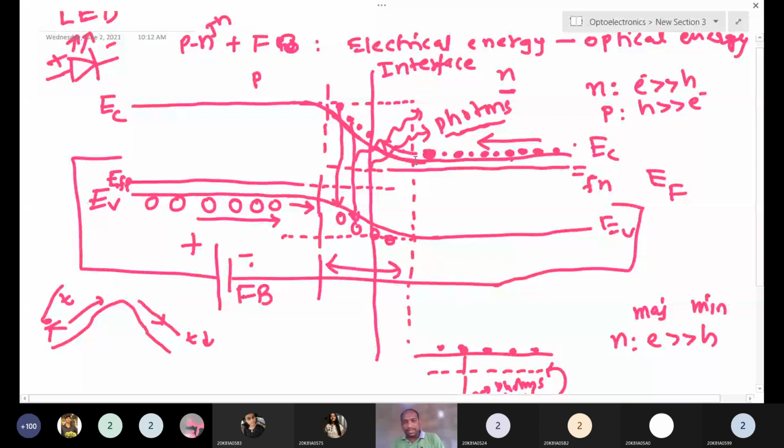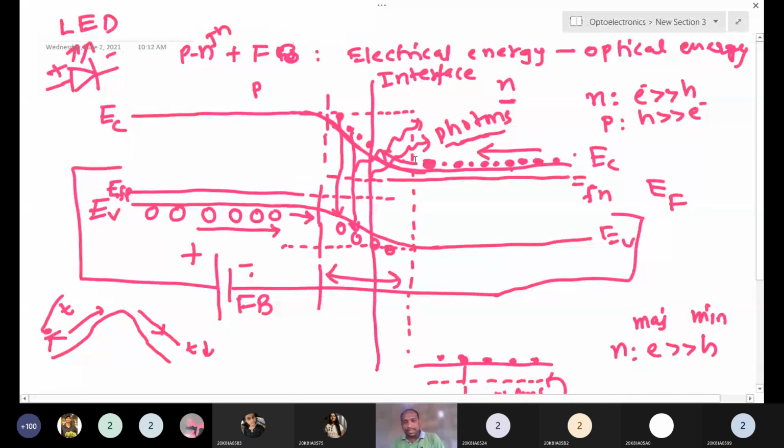In the bulk region also recombination takes place, but fewer photons are emitted there. Again, these emitted photons are absorbed in the bulk region, so they no longer come out of the surface. That's why these photons are not useful. Only the photons emitted in the depletion region due to recombination of electrons and holes come out of the surface of the material, and we see them when the bulb glows. Those photons are useful. Whatever photons are emitted in the depletion region or space charge region are the useful ones.